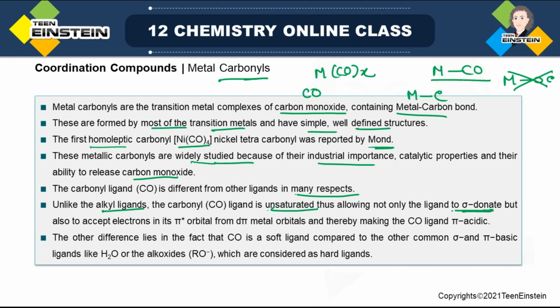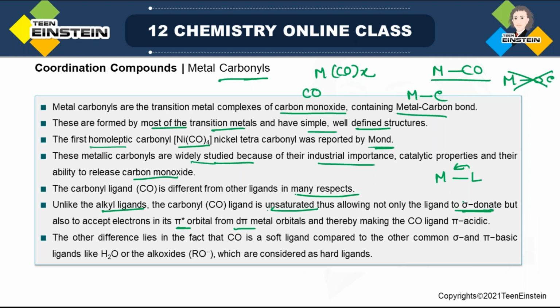Now ligand to metal sigma donation means the ligand is donating electrons towards the metal. Normally we know this, right? And this is possible because it can donate from ligand to metal. But remember, the unique thing is that it can also accept electrons in its pi star orbital from the d pi metal orbital.